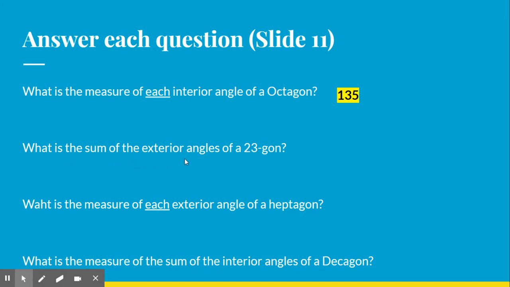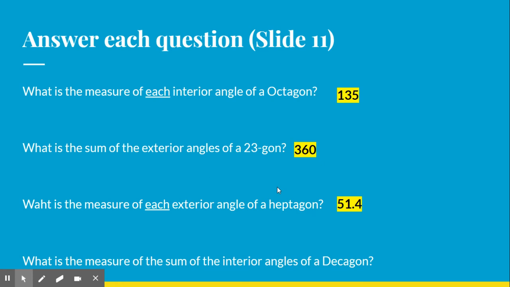What is the sum of the exterior angles of a 23-gon? So again, looking at that table on slide 11, you look at the sum of exterior angles, you'll notice a common number all the way down, no matter what size the polygon is. The sum of the exterior angles is always 360. What is the measure of each exterior angle of a heptagon? Looking at that table, the formula for each exterior angle is 360 divided by the number of sides. In this case, heptagon is already answered, 51.4.